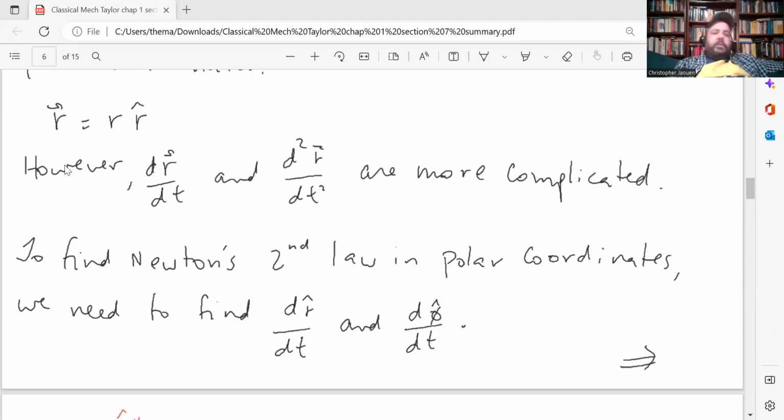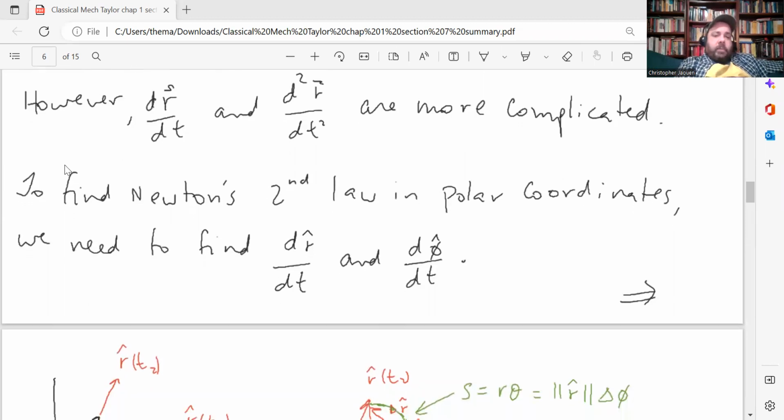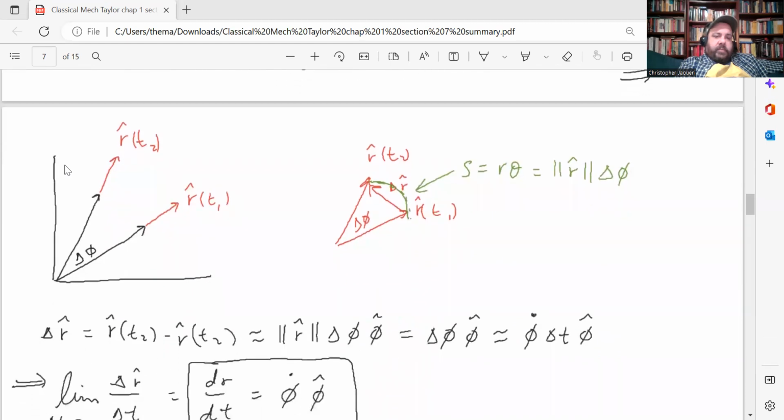However, dr/dt, like we mentioned before, and the second derivative of r with respect to time are more complicated. So to find Newton's second law in polar coordinates, we need to find those two things. So I'll write down the derivation here on the following pages.